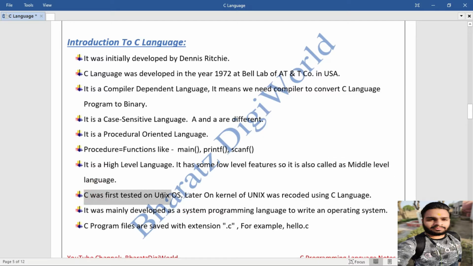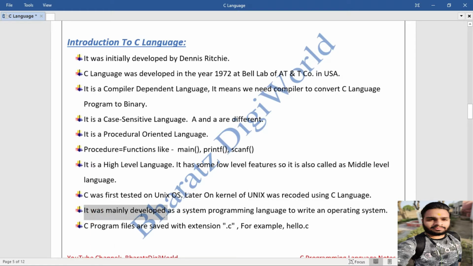C was first tested on Unix operating system, and later on kernel of Unix was recoded using C language. So the Unix operating system was the first operating system to be tested of C language, and later on C language was so perfect that the kernel of the Unix operating system was recoded.